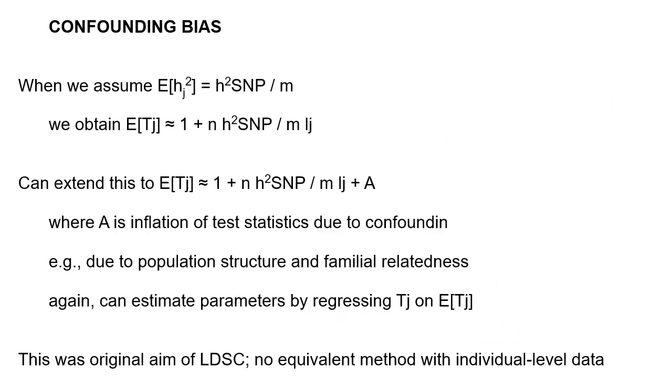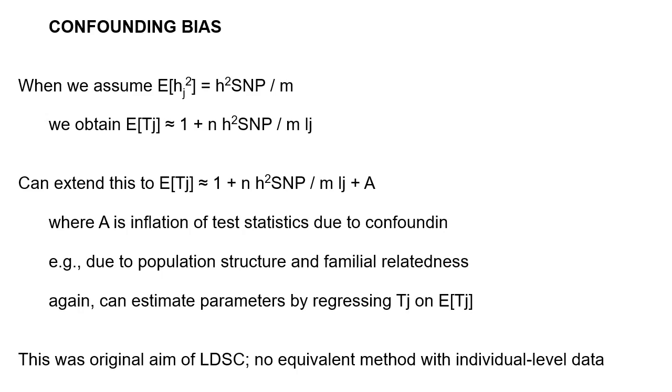A final extension allows us to estimate confounding bias. The amount the GWAS test statistics have been inflated by factors such as population structure or familial relatedness. Now, we actually use the same heritability model as before, but instead we slightly change the expression for the expected test statistic for each SNP. Specifically, we add in this coefficient A, which represents the average amount that each test statistic is inflated due to confounding. But otherwise, the method is the same.